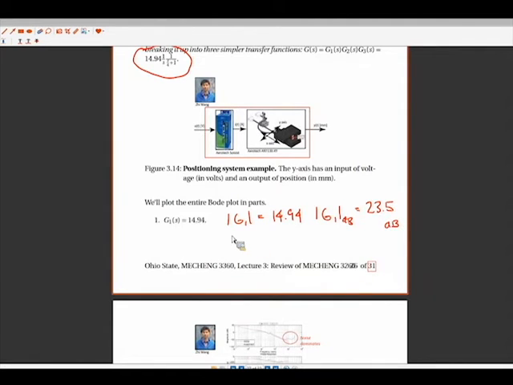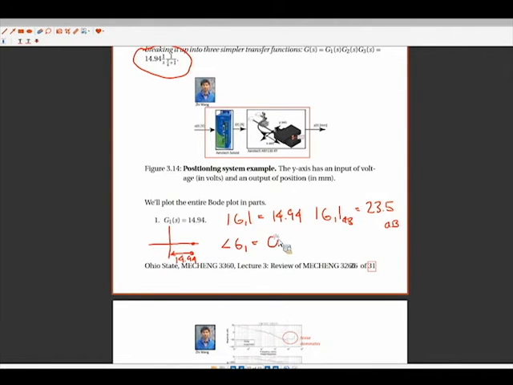Okay. Phase of G1. If I look at the complex plane and plot, say, this is the position 14.94, I would see that the phase angle of a vector running from the origin to that point would be 0 degrees, right? It's going due east.